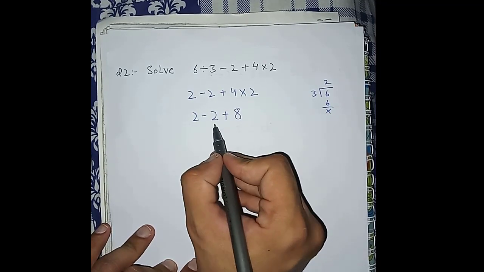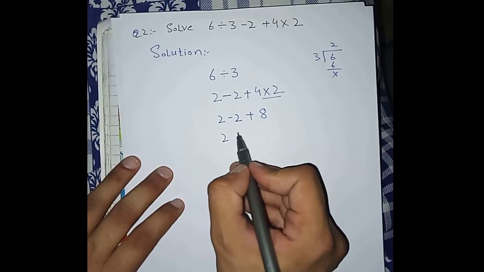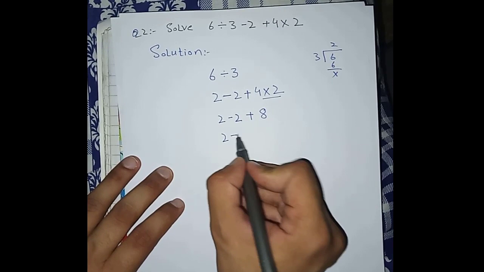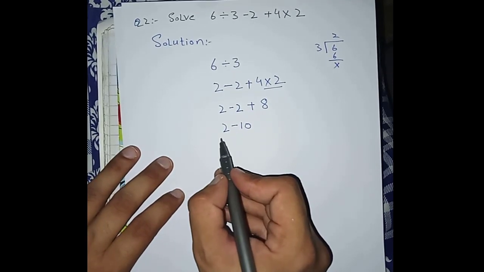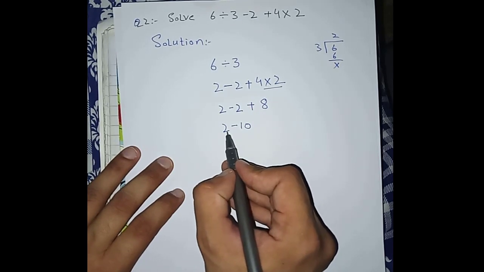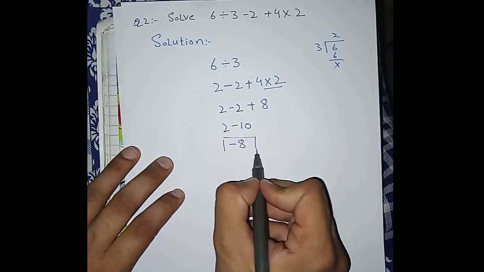After multiplication we will solve the addition. So how will we solve the addition? 8 plus 2, so 10 is coming. Now at last we will solve the subtraction. So 2 minus 10, what is coming? Minus 8. So this is the answer.